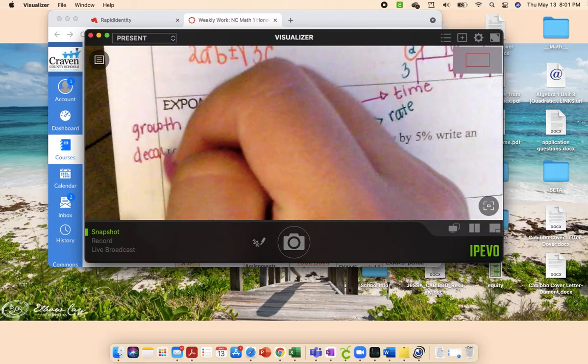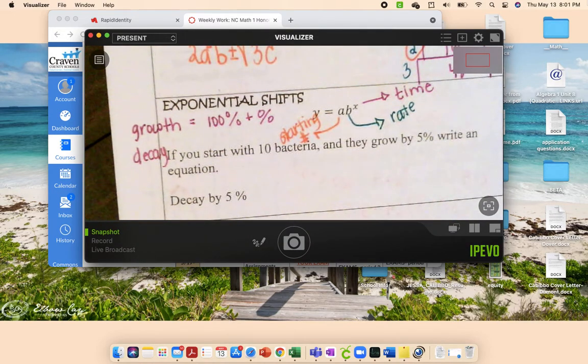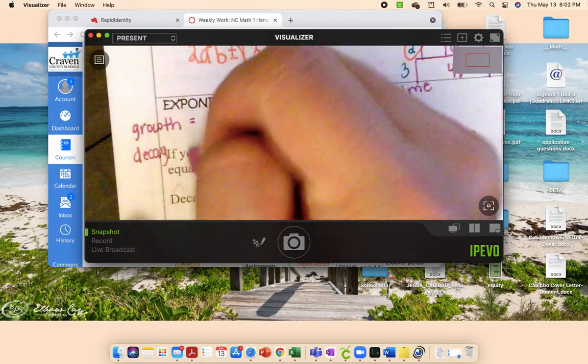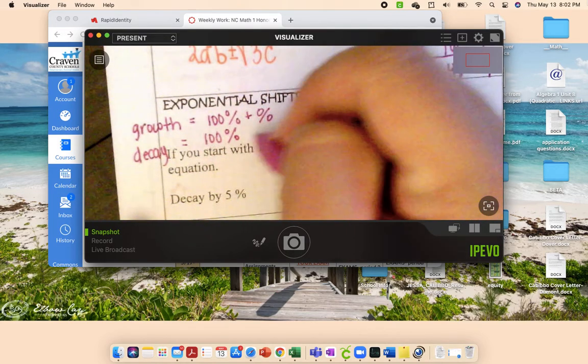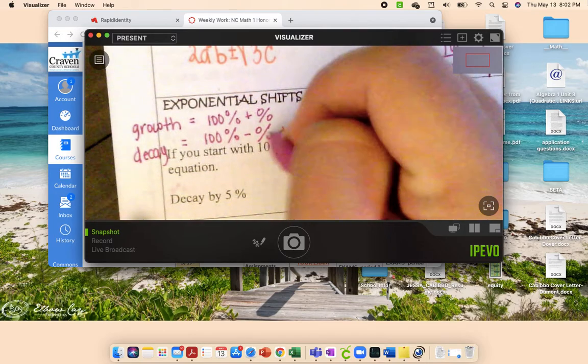Decay is when I'm decreasing, I'm getting smaller. And in this case, we're going to have 100% minus the given percent.